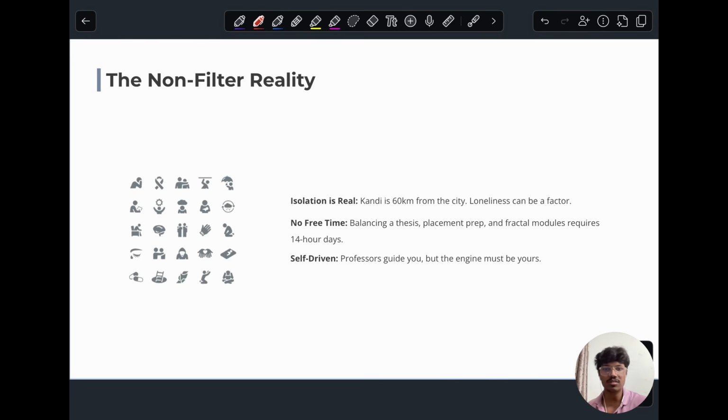So, talking about the M.Tech life, it is very hectic. You have to do coursework, research work, and all that. You should be prepared for that if you're coming here. It will be hectic, no doubt.